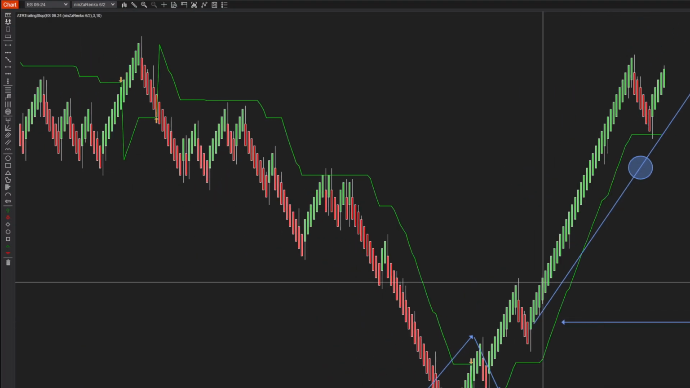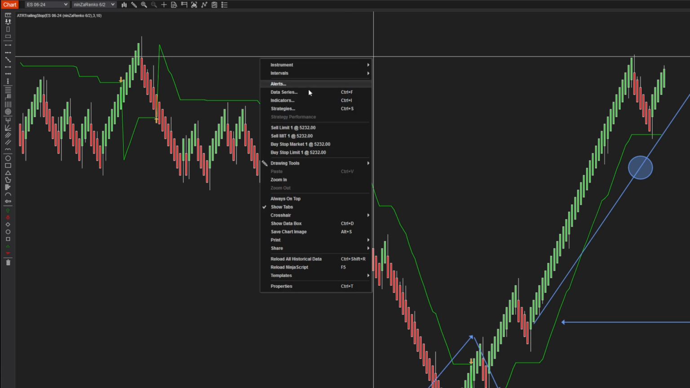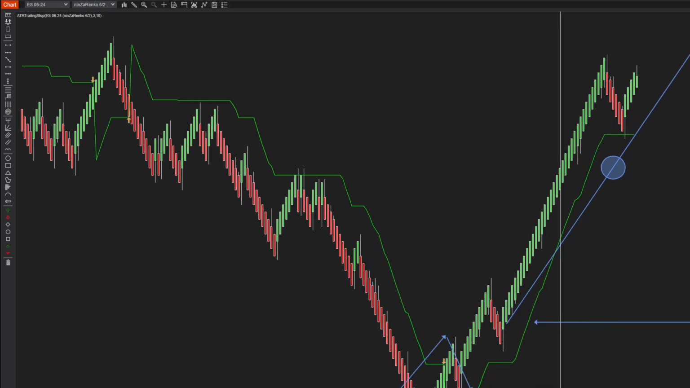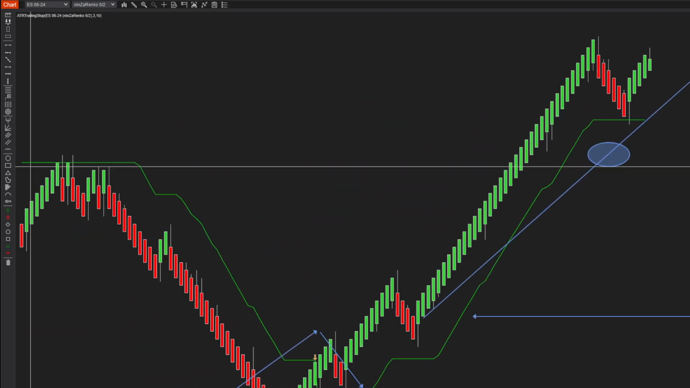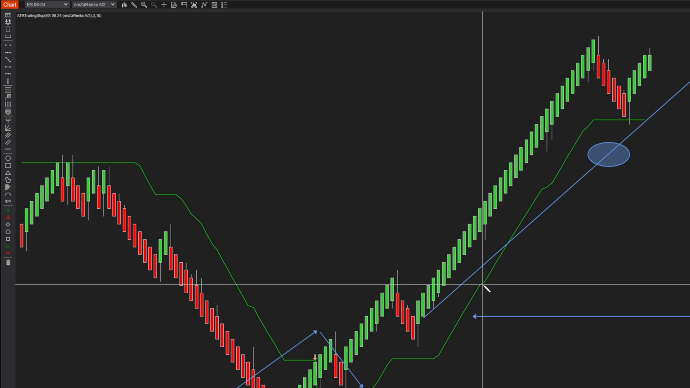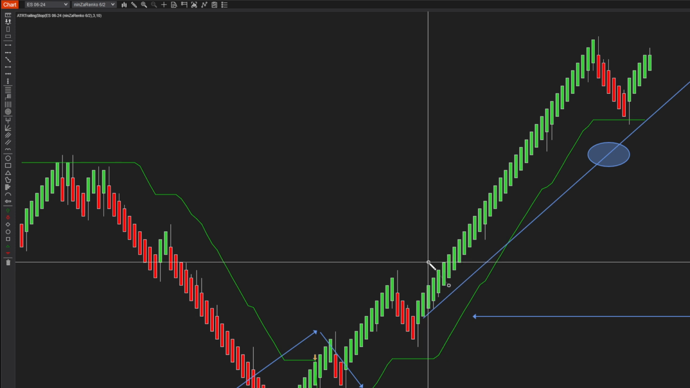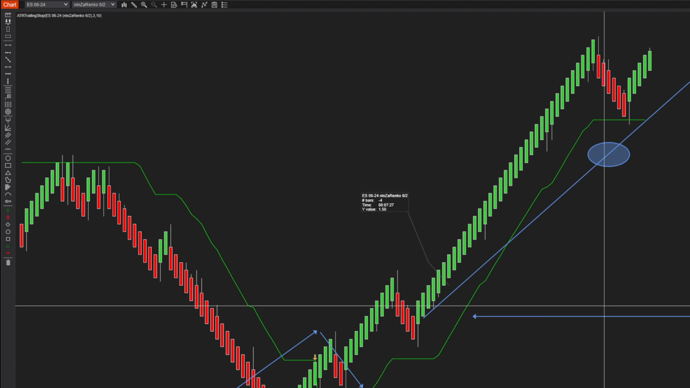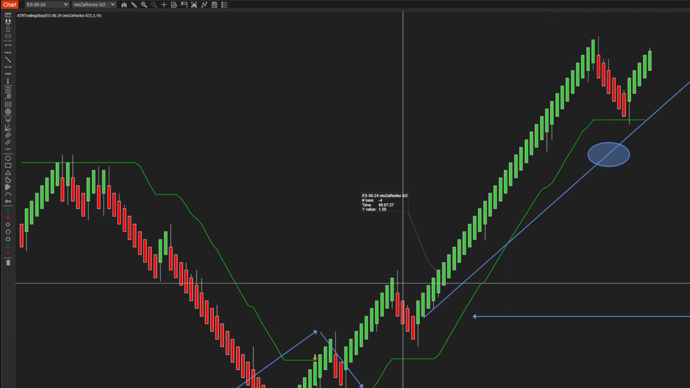So I told you Renkos are bricks, and if you take a look here in the data series, I'm using a brick size 6 and 2. So what it means is that every one of these bars, regardless of the time frame, it doesn't matter, because it doesn't measure time. Every one of these bars here is 6 ticks, 1.5 points. You can see right here, every bar is 1.5 points.